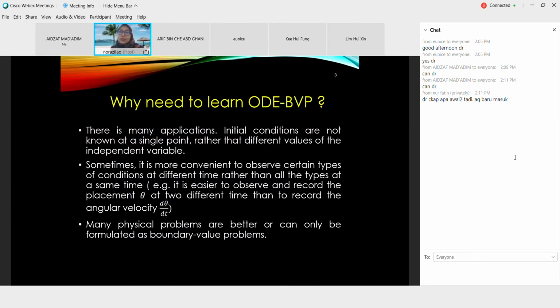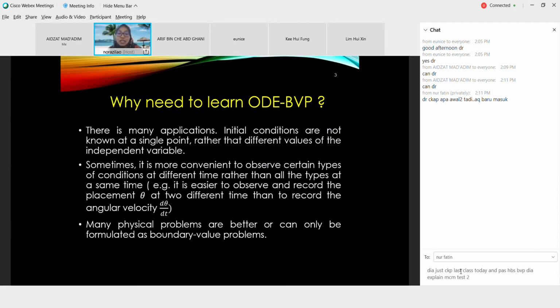Why do we need to learn about BVP? There are many applications. Initial conditions are not known at a single point, but rather at different values of the independent variable. Sometimes it is more convenient to observe certain types of condition at different times rather than all at the same time. Last week I mentioned the IVP.